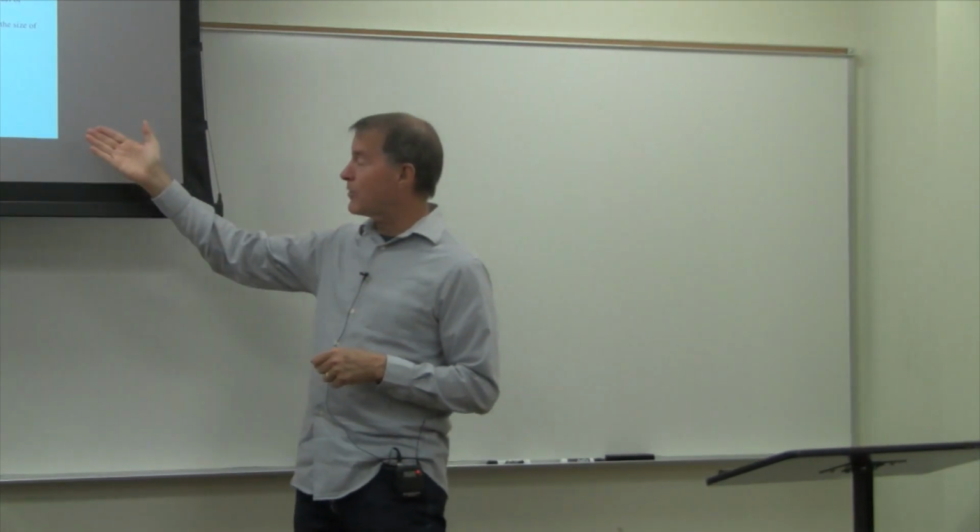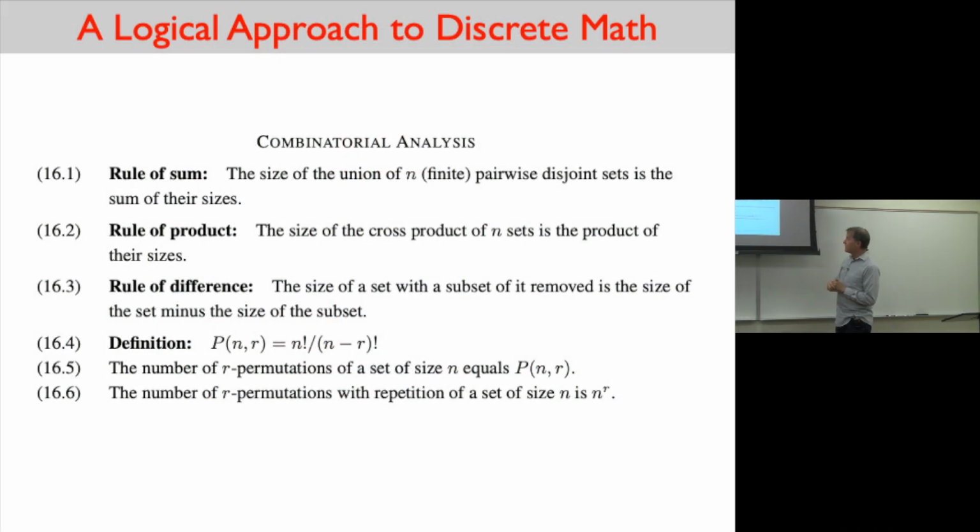Let's take a look at our equation sheet under the section combinatorial analysis, and we see the first three rules that we will learn are the rule of sum, the rule of product, and the rule of difference. So let's see what that means. First of all, 16.1 is the rule of sum. The size of the union of n finite pairwise disjoint sets is the sum of their sizes.